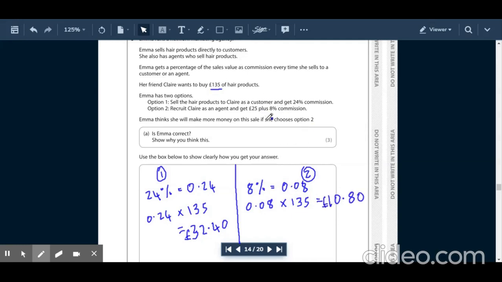And then she also gets £25, so plus £25. So in total, for option 2, she would get £35 and 80 pence. So she thinks she'll make more money. She chooses option 2. Is she correct? Yes.